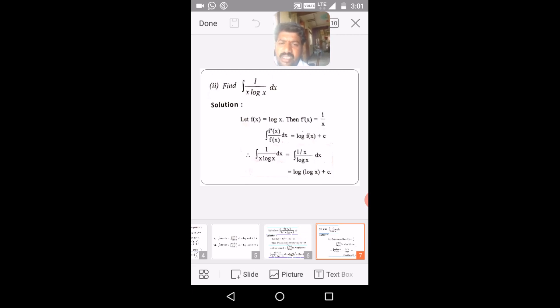So the integral of f dash x by f of x is log f of x. Here f of x is again log x, so log of f of x means log of log x plus c. Therefore the integral of 1 by x log x dx is log of log x plus c. So it is in the form of the integral of f dash x by f of x dx, which is equal to log f of x plus c.